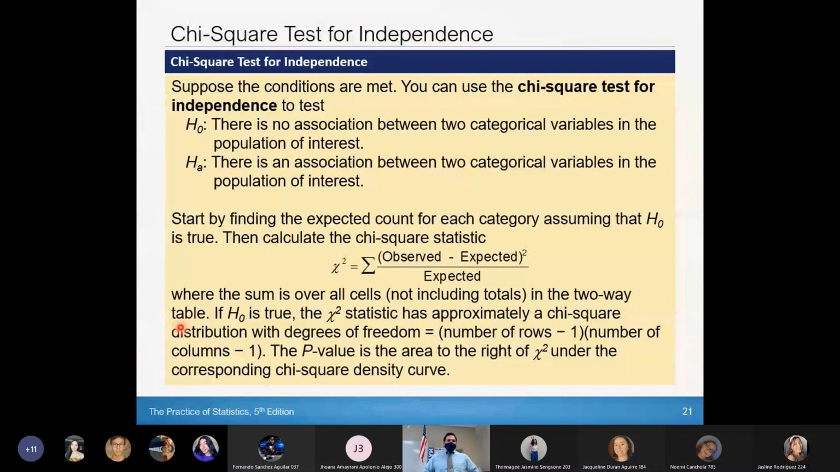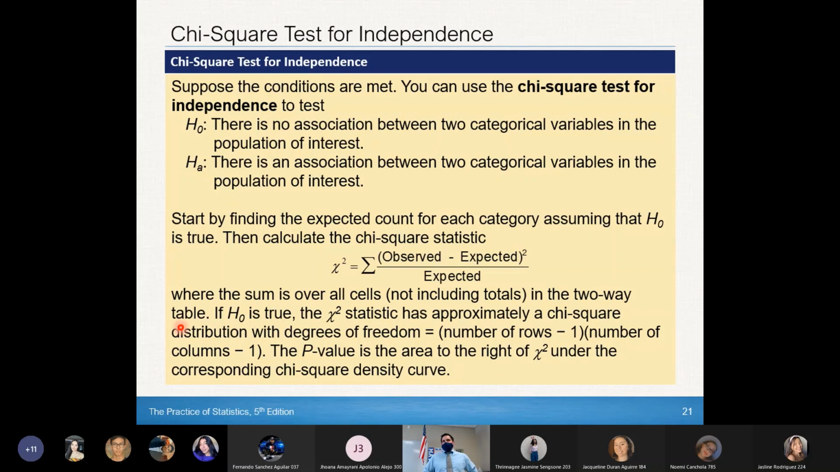We must start by finding the expected count for each category, assuming the null hypothesis is true. Then calculate the chi-square statistic, same as we have, where the sum is over all cells, not including totals, in the two-way table. If the null hypothesis is true, the chi-square statistic has approximately a chi-square distribution with degrees of freedom equaling number of rows minus 1 times number of columns minus 1. The p-value is the area to the right of chi-square under the corresponding chi-square density curve.